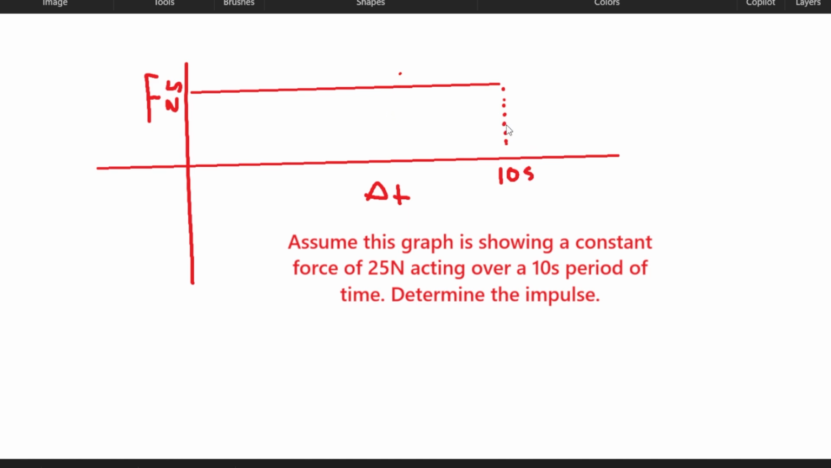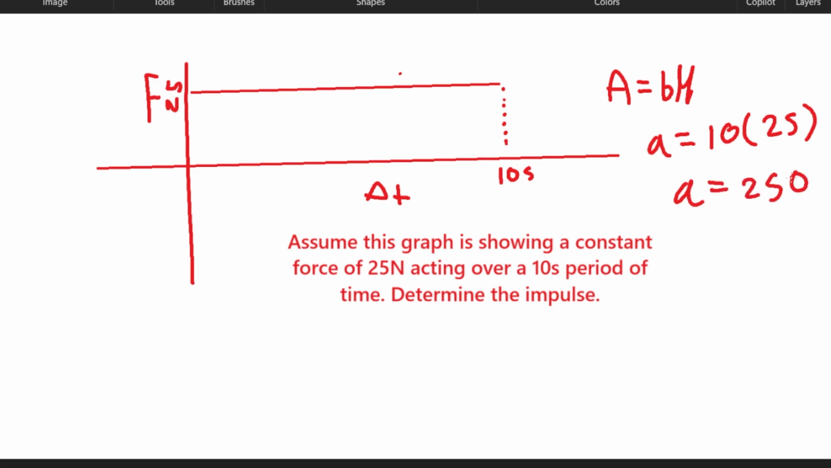So if we just get the area of a rectangle, which is base times height, you can get that it is 10 multiplied by 25, which gives us an area of 250, which is equal to our impulse. And if you really wanted to, you could have just done the standard impulse formula, which is F times change in time, because the force is constant. There's no change in the force.